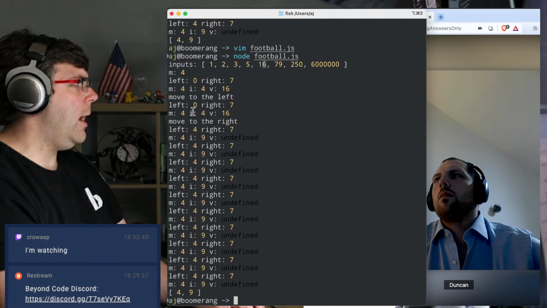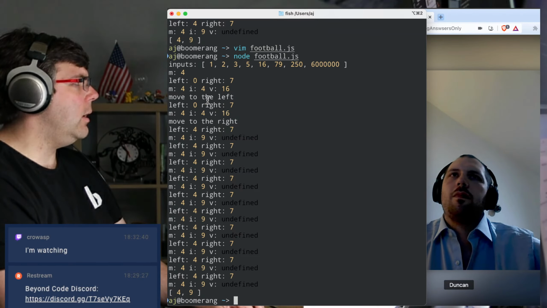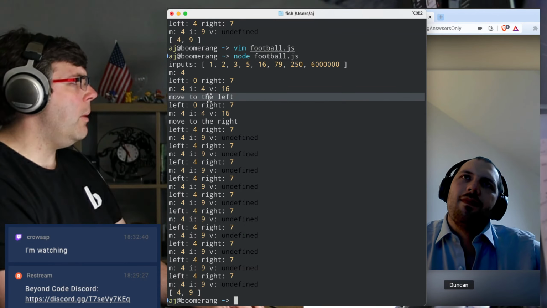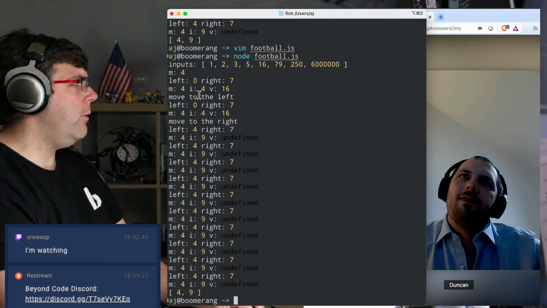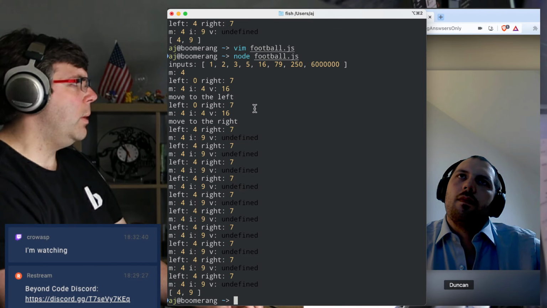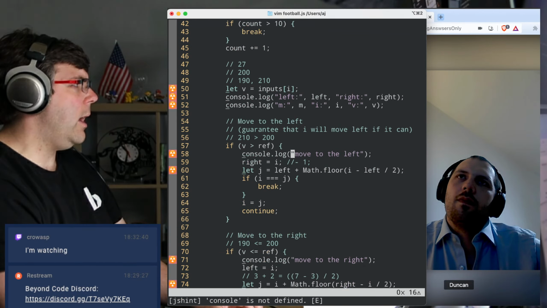And then we move to the left and the value becomes 6. This doesn't make any sense. How could the value stay 16? We moved to the left, but it didn't move to the left. So that's what we need to debug. Why did it move to the left and nothing changed? The right value should have changed, but it didn't. So how's that possible?